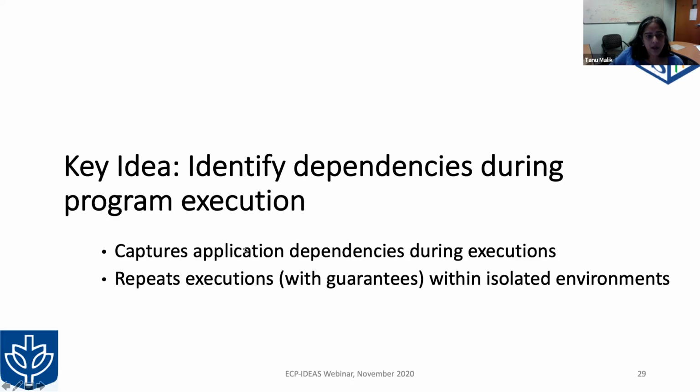So Sciunit captures application dependencies during executions, and it also repeats executions within isolated environments with some guarantees. So why a guarantee? Well, if we go back to our Docker container example, a Dockerfile may change, and thus if it changes, its execution also changes. If we need a reproducible container, it must provide some guarantee of how close a reviewer's execution is to the author's execution. So we need to map that those executions are exactly the same.